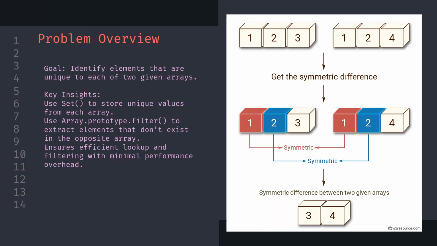The symmetric difference refers to elements that exist in one array but not in the other. Unlike the intersection, which finds common elements, this approach finds the ones that are exclusive. For example, in the arrays 1, 2, 3 and 1, 2, 4, the elements 1 and 2 appear in both, but 3 and 4 are unique to each respective array. Our goal is to filter these out efficiently.